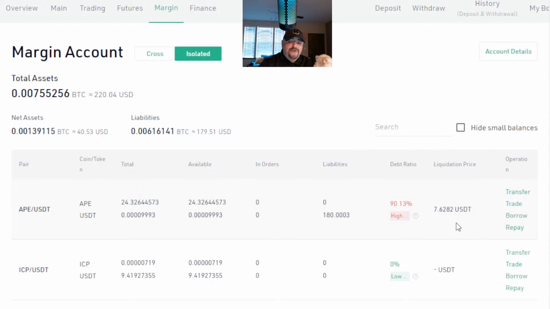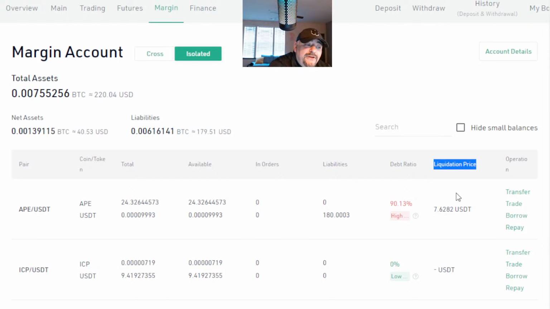So the first thing I want to do here is take a look at my liquidation price. Liquidation price is that 97% debt ratio. That means if ApeCoin falls to $7.62, they will liquidate this contract, end it, and send me back 3% of my money, right? So 20 bucks would be $6. Out of my $20, I would get $6 back, and I would lose the other $14 to the liquidation. So that's what we don't want to happen.